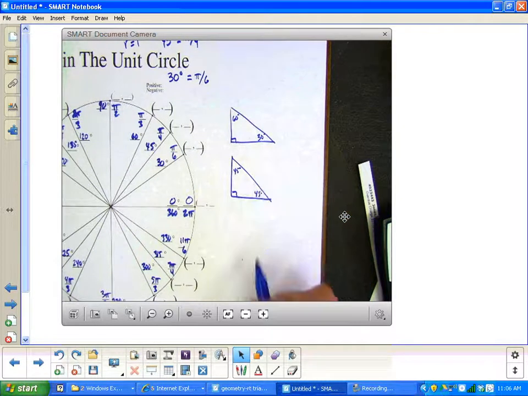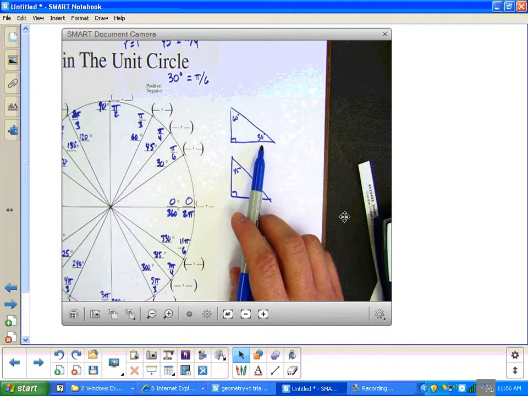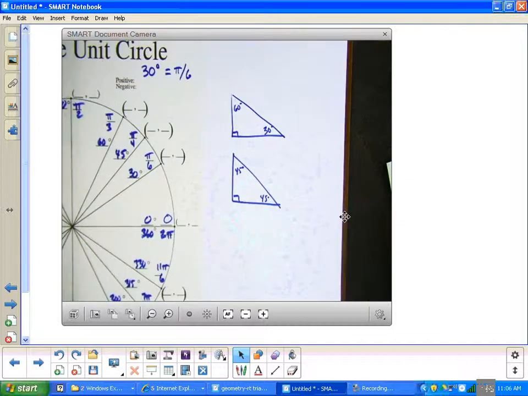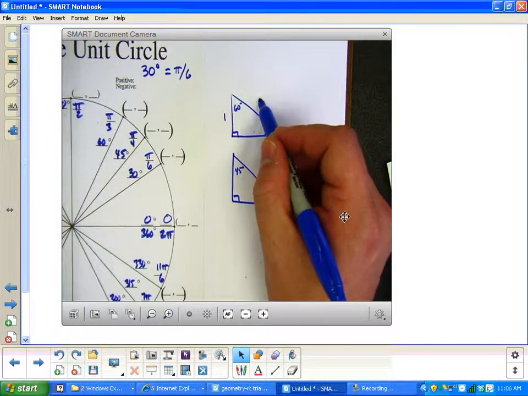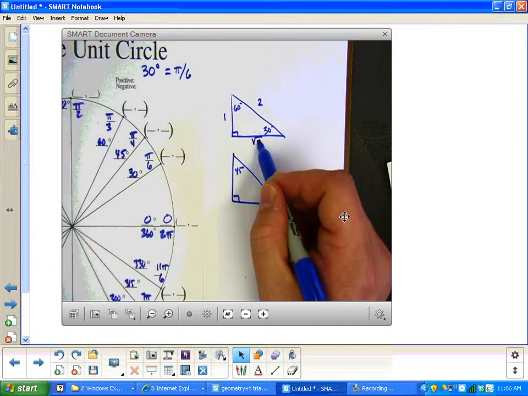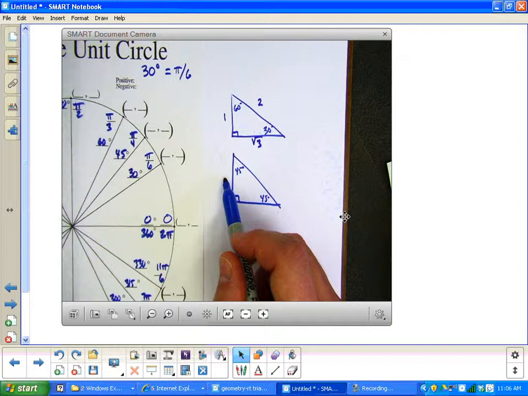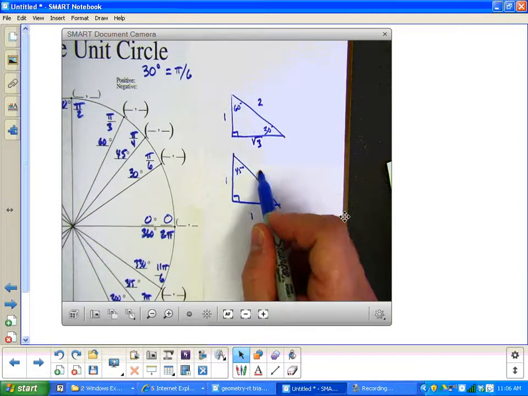Now, the unit triangle here for the 30, 60, 90 is 1, 2, square root of 3. So this is 1, 2, square root of 3. And then the 45, 45, 90 is 1, 1, square root of 2.